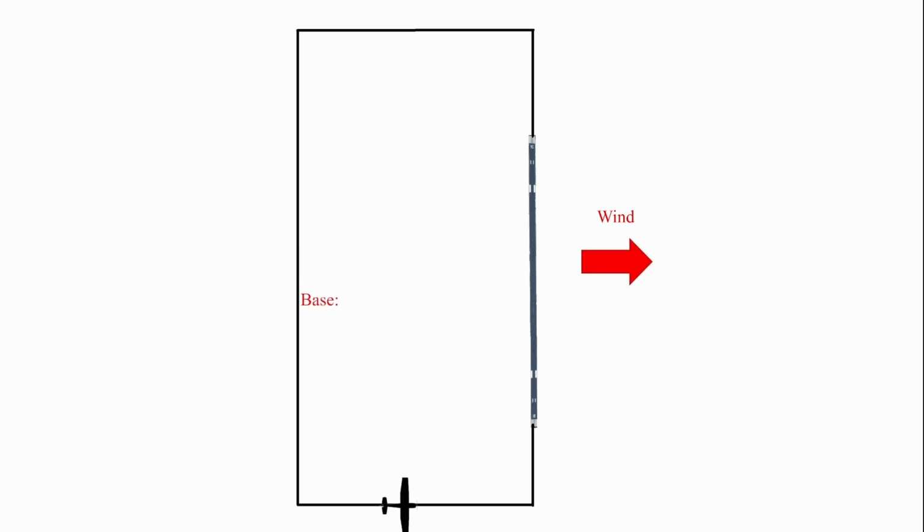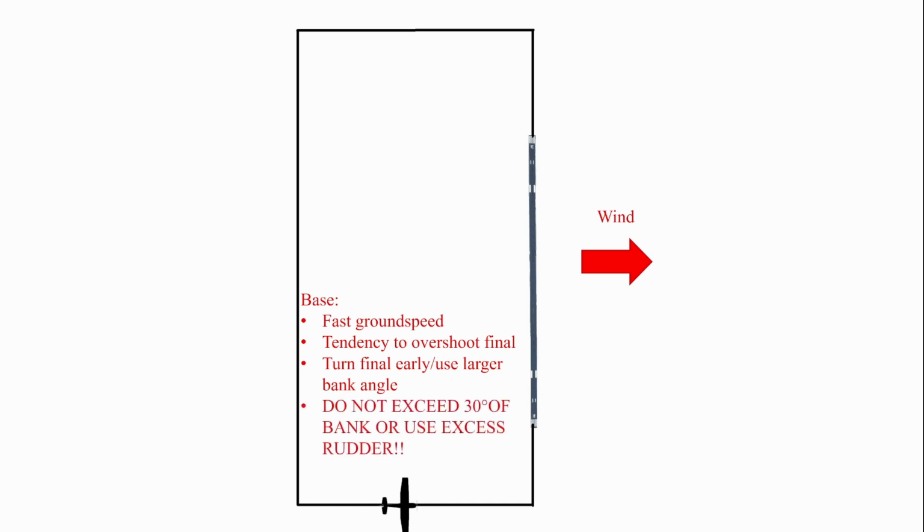On base, and this is particularly critical here, be aware that you're going to have a fast ground speed because you're going to have a tailwind on this leg, and this is going to cause a tendency to overshoot the final or fly past the final. To counteract this tendency, make sure to turn final early or use a larger bank angle, but be careful. Don't exceed a bank angle of 30 degrees or use excess rudder to try to correct.